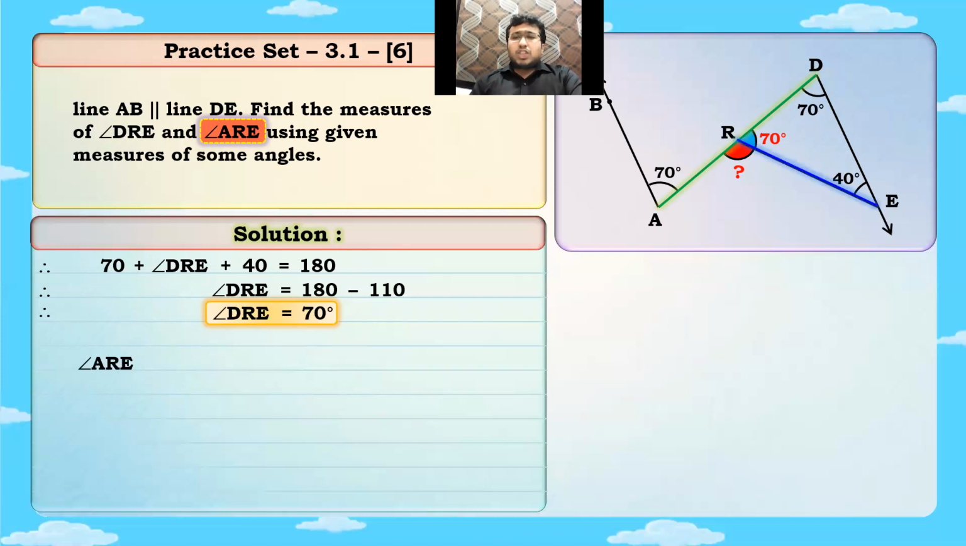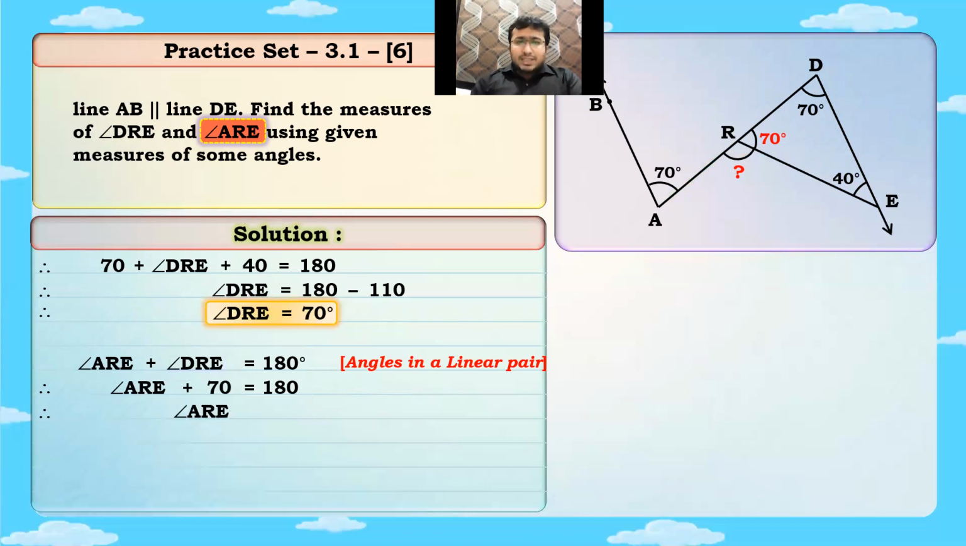Measure of angle ARE plus measure of angle DRE is equal to 180 degrees. Reason will be angles in linear pair. ARE will remain as it is. DRE, that is 70, is equal to 180. Students, plus 70 goes here, becomes minus. So 180 minus 70 will give you 110. So measure of angle ARE is 110 and we put the final answer in the box. And I know students, this was a very simple sum, right? Let us start with the next sum, students.